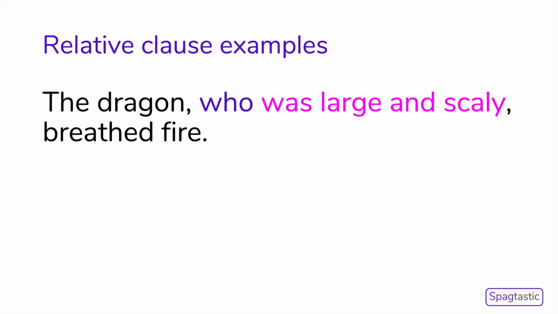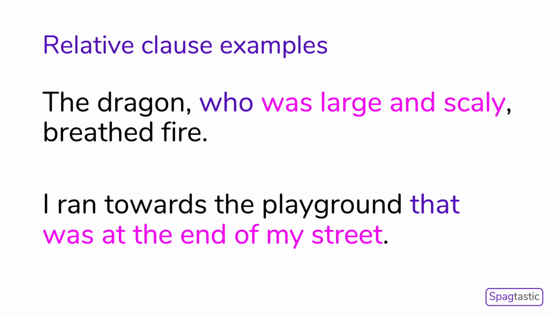Here is another example. I ran towards the playground that was at the end of my street. Here, the main clause is I ran towards the playground, and the relative clause is that was at the end of my street. The relative clause tells us more about the playground, and it is introduced by the relative pronoun that. Here, the relative clause has been added onto the end of the main clause.